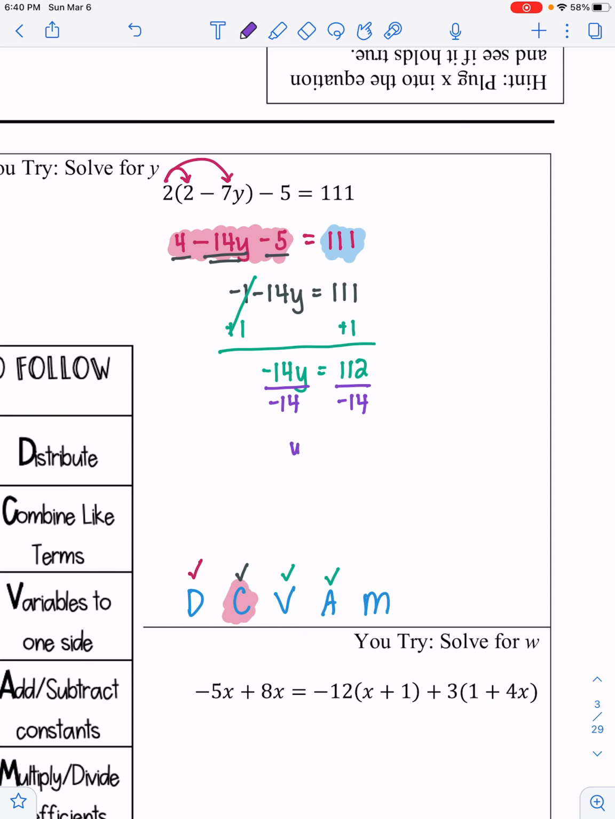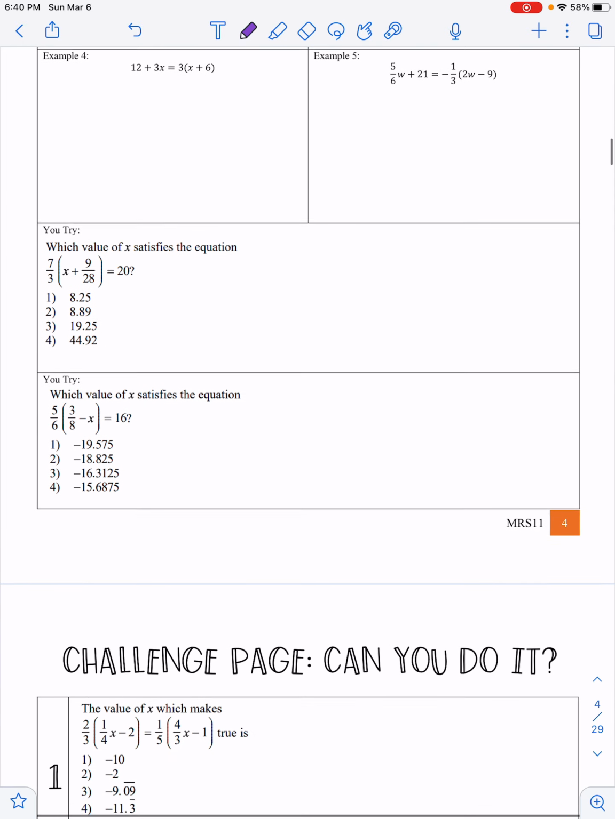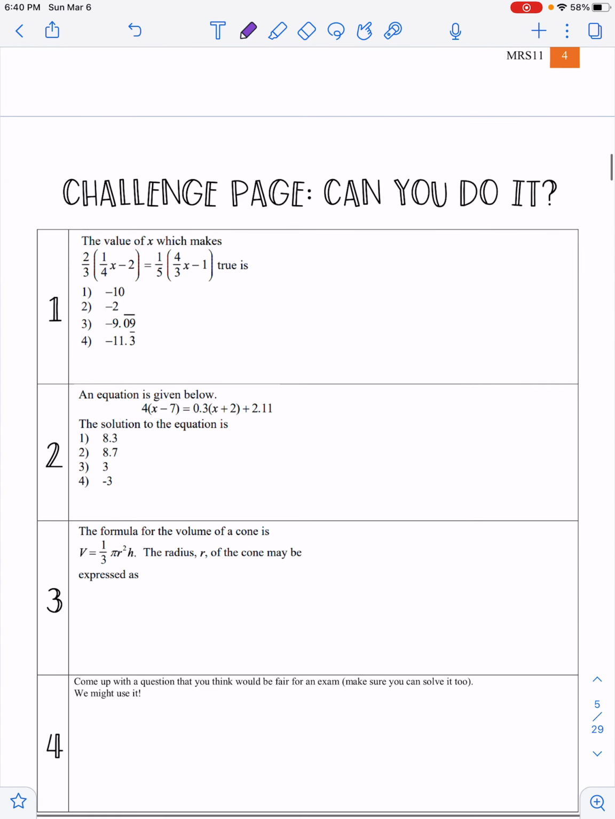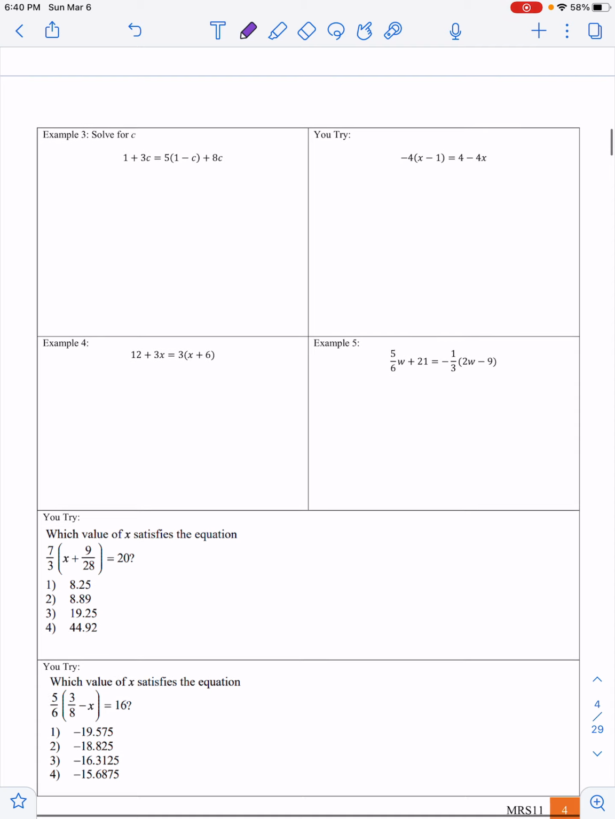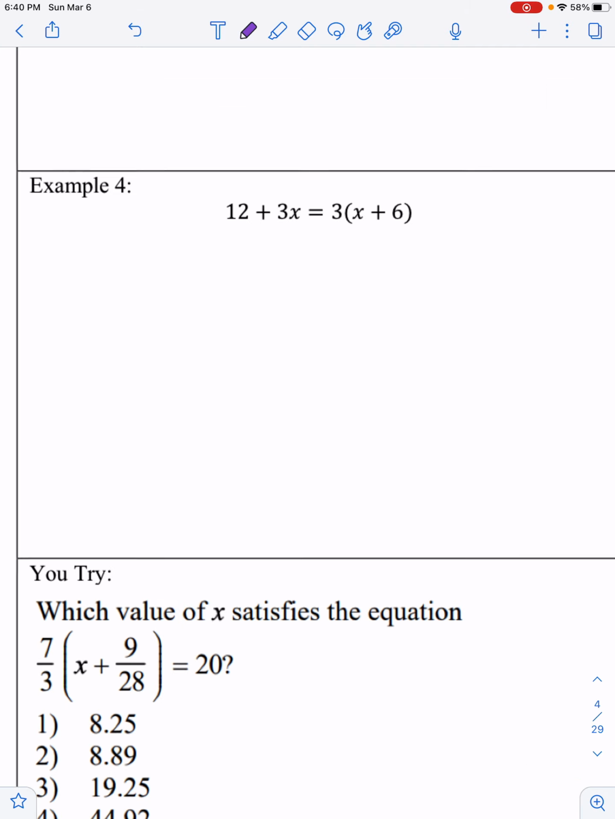Okay, so we get y equals negative 8. That is our final answer. I'm going to go ahead and go down and do example 4 and 5 because I don't think we did those together in class.